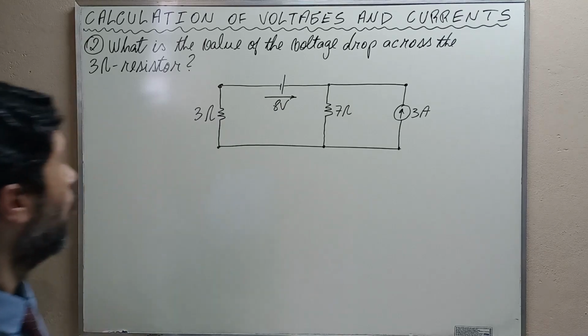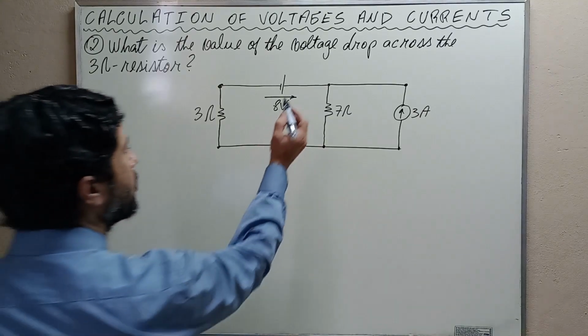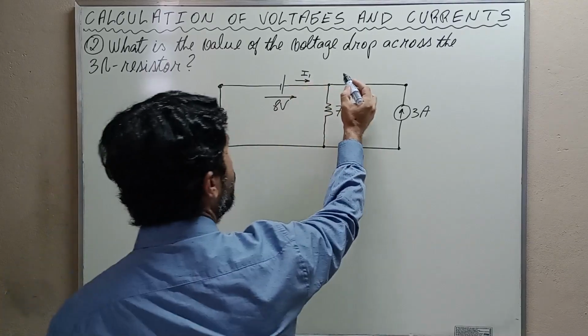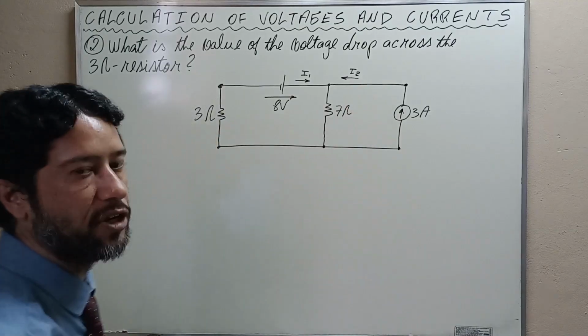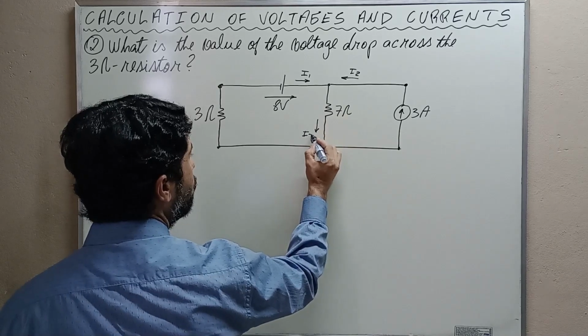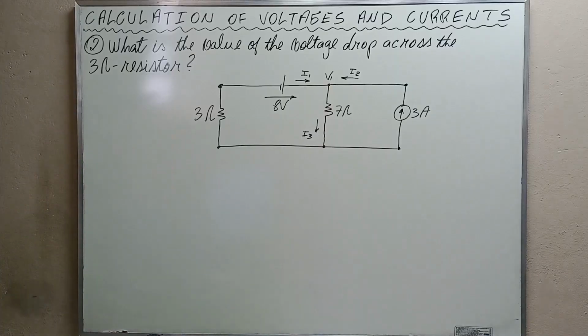Exercise number 2. What is the value of the voltage drop across the 3 ohms resistor? This is the question. Let's go to the solution. To facilitate the calculation, we shall use some labels. I'm gonna call this current here I1. This will be I2. This current here I'm gonna call I3, and the voltage at this node I'm gonna call V1.